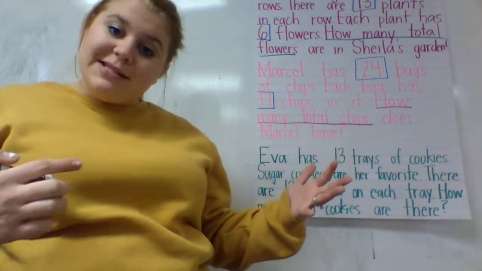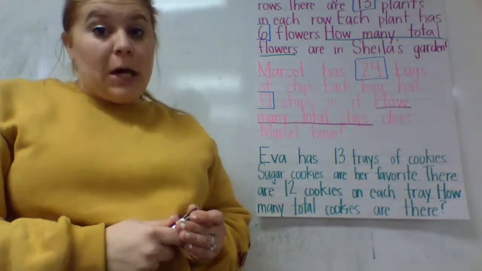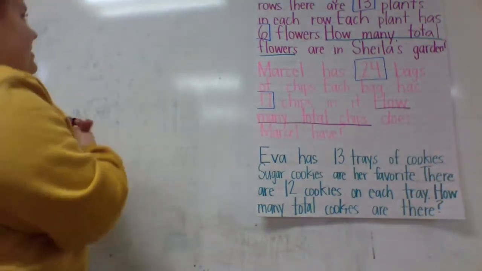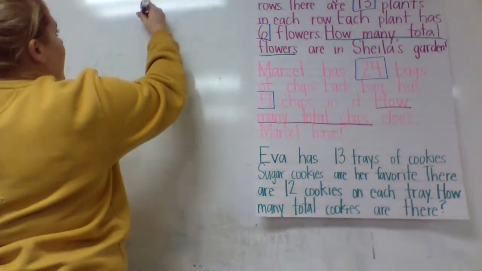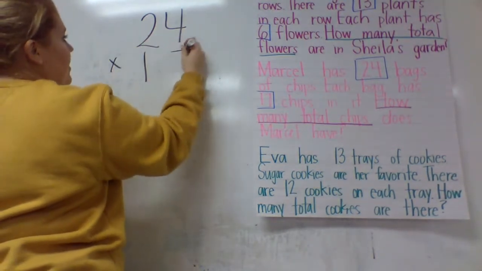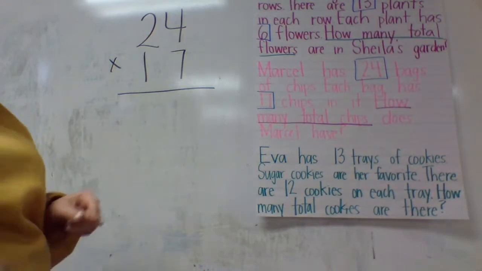Do I do 24 plus 17? Is that going to tell me how many chips are in all 24 bags? No, not addition. I'm not going to subtract or divide those numbers. So that means I need to multiply. Just because your question might not look just like 24 times 17, we cannot forget how to do our multiplication.